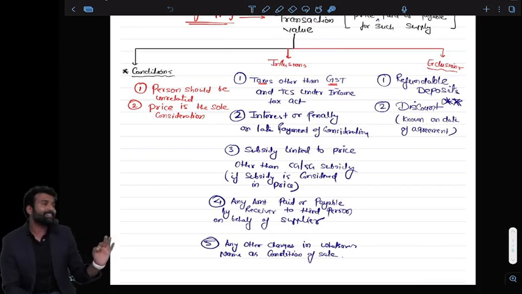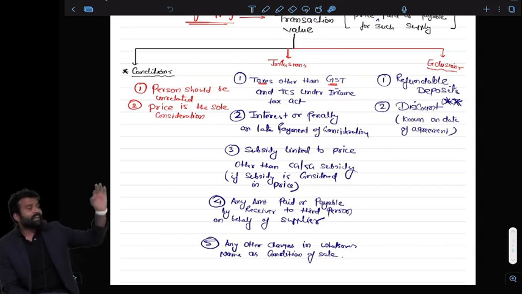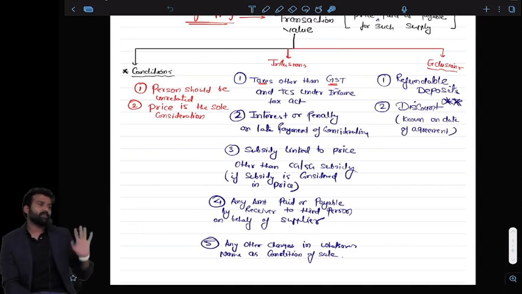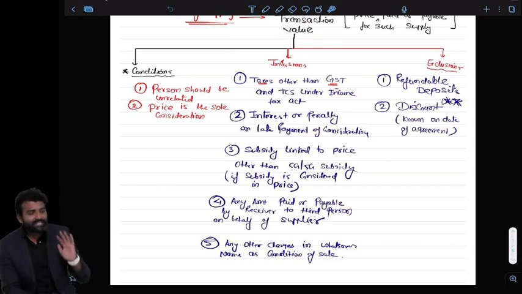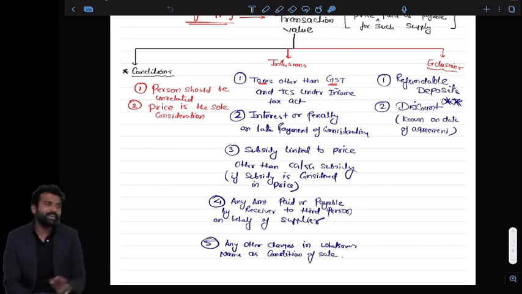Only secondary discount should not be deducted, because secondary discount is a discount which was given later and was not agreed on the date of supply. So any discount which was not agreed on the date of supply should not be excluded. Remember this. Primary discount, trade discount, cash discount, turnover discount, these all will be excluded from the value, but the discount which is not known at the time of sale will not be excluded from the value of supply. So this is all about the valuation.